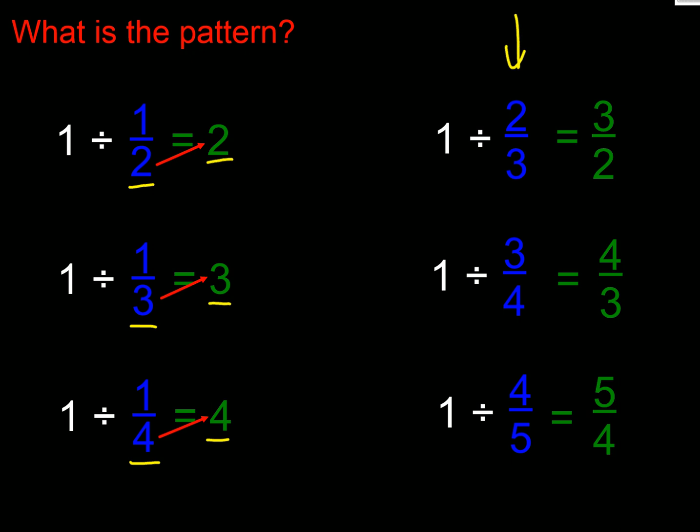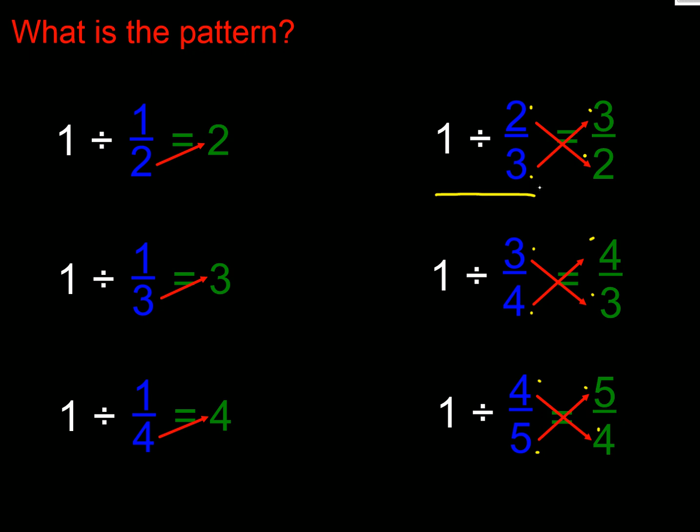Second part, 1 divided by 2/3 gave us 3 over 2. 1 divided by 3/4 gave us 4/3. And 1 divided by 4 over 5 gave us 5/4. So what's going on here? That's right. The 2 in the numerator moved to be a 2 in the denominator, and the 3 in the denominator moved to be a 3 in the numerator. And that's true all the way down, isn't it? That the top number became the bottom number, bottom, top. Top, bottom, bottom, top. So we've got a method here, haven't we?